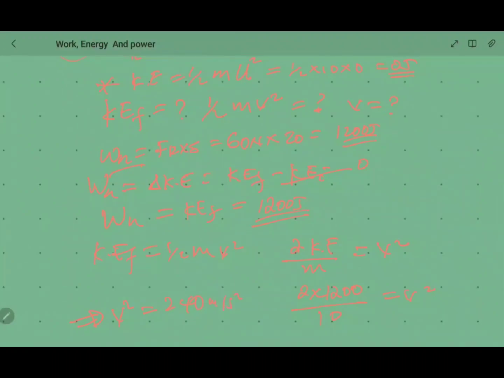So to get the v, you use the square root of that, 240 meter per second. So this is the speed at the final.